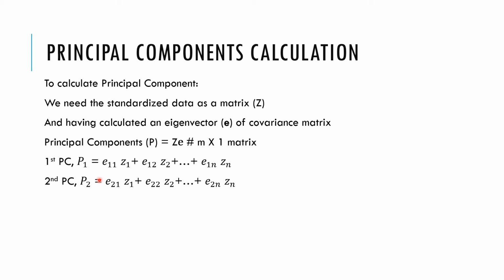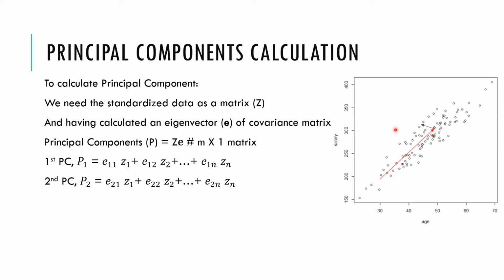Then if you do it for the second principal component, in our example there are only 2 variables, so there are only 2 eigenvectors and 2 eigenvalues, and you will have only 2 principal components. You see, this is the first value of the second eigenvector and the second value of the second eigenvector. So this is how you calculate principal components, and this was the example we saw. This is our first principal component, and this is our second principal component. This is how you do the process.